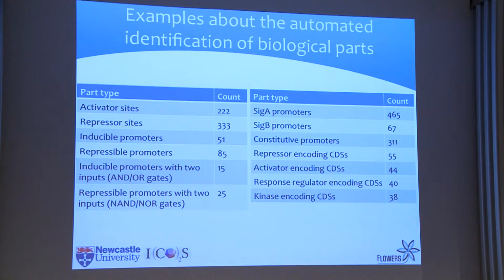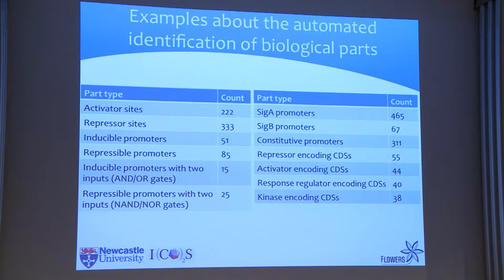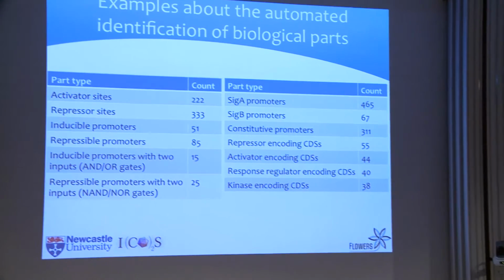Then I wanted to look for inducible promoters with two inputs. Those are really important because I can then create complex logic gates. This kind of promoter can act as AND or OR gates. I then searched for repressible promoters with two inputs, and those promoters can act as NAND or NOR gates.